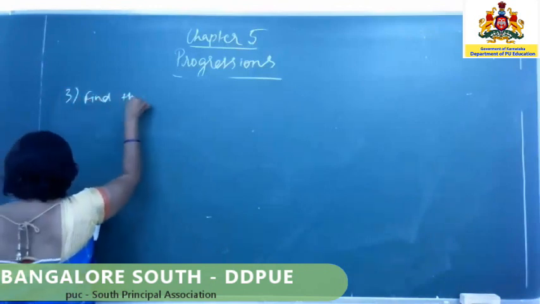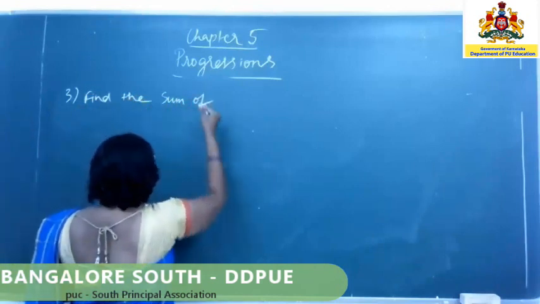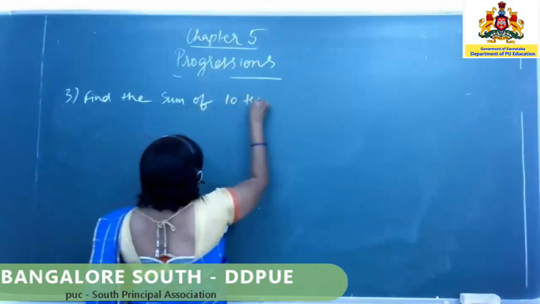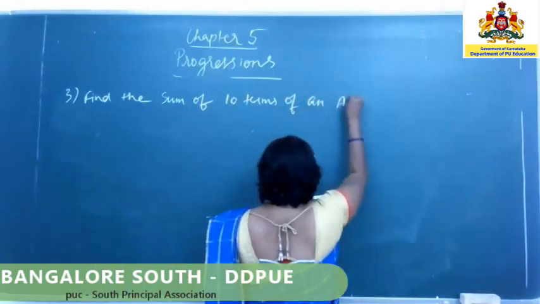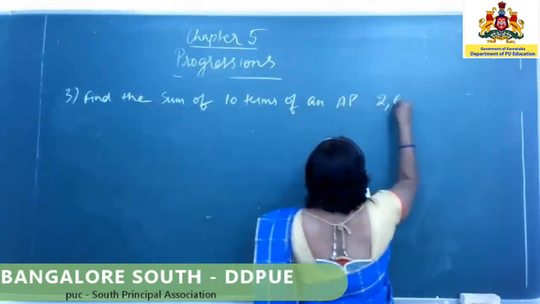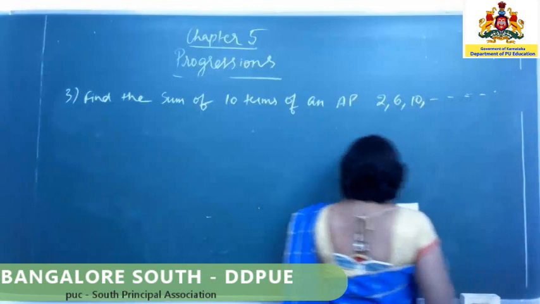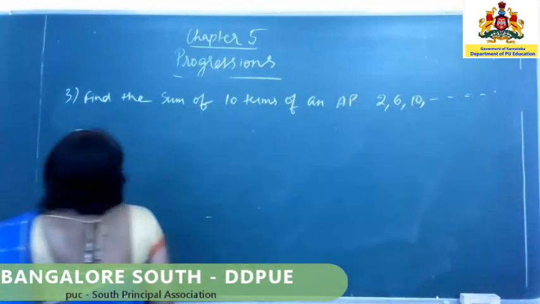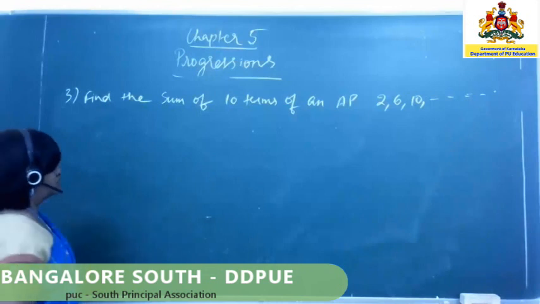Find the sum of 10 terms of an AP 2, 6, 10, continuous. Find the sum of 10 terms of an AP 2, 6, 10 continuous.